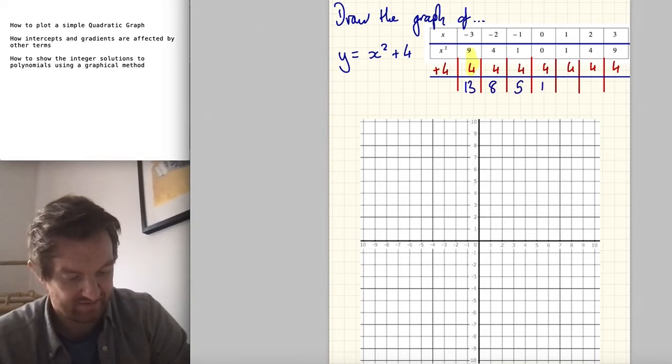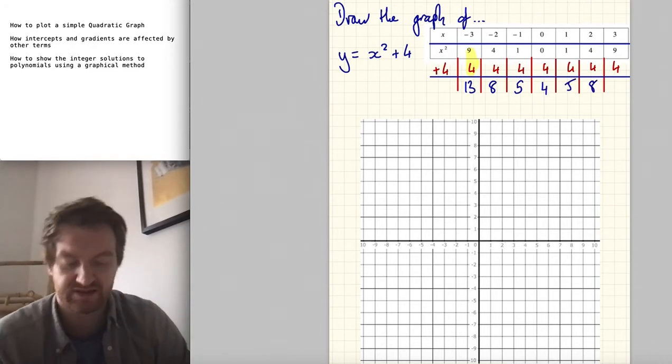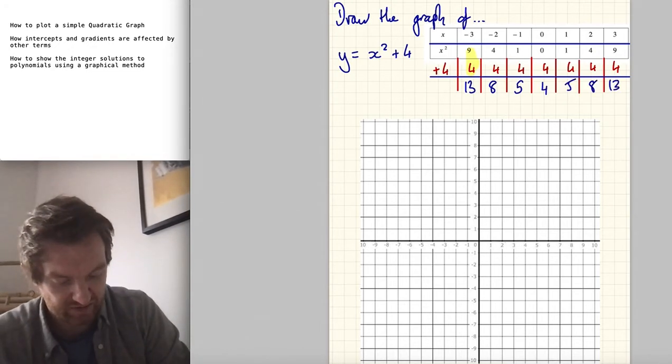4, 5, 8, 13. So again, we've got that kind of symmetry. What is this one at the bottom? Well, it's x squared plus 4 because I've added these two together to get this one.